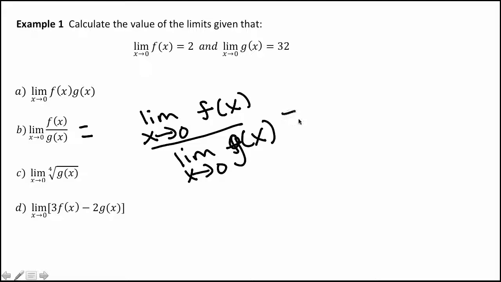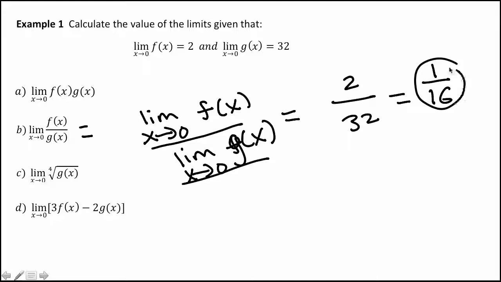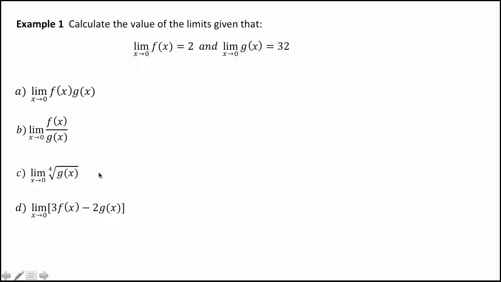Okay, so now basically we can just say that's 2, and that is 32, and then we got to reduce this fraction, so you can divide top and bottom by 2, so this becomes 1 over 16. So that was for part B. And let's look at part C.